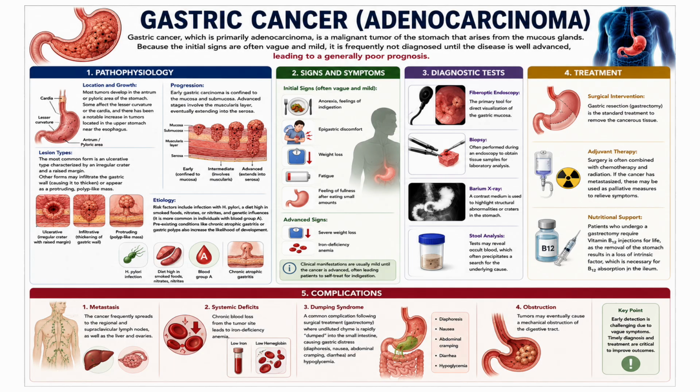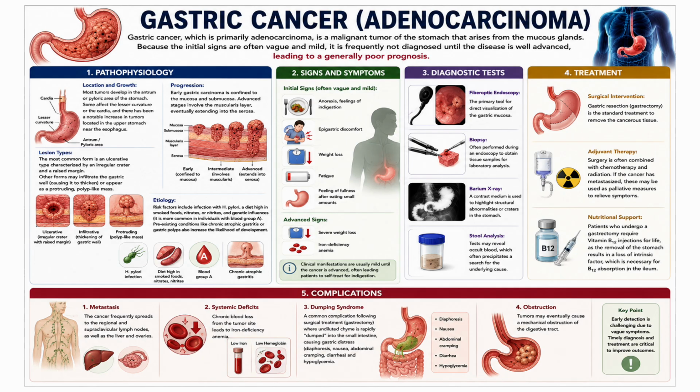Then we have finally gastric cancer, primarily adenocarcinoma. It's a malignant tumor arising from the stomach's mucus glands. Because its early symptoms are notoriously vague, it's frequently not diagnosed until an advanced stage because it could look like a lot of other different diseases. Now, this contributes to a generally poor prognosis because by the time it's diagnosed, it's already at a later stage.